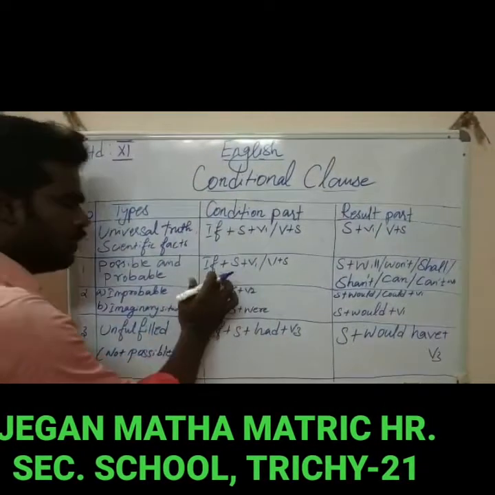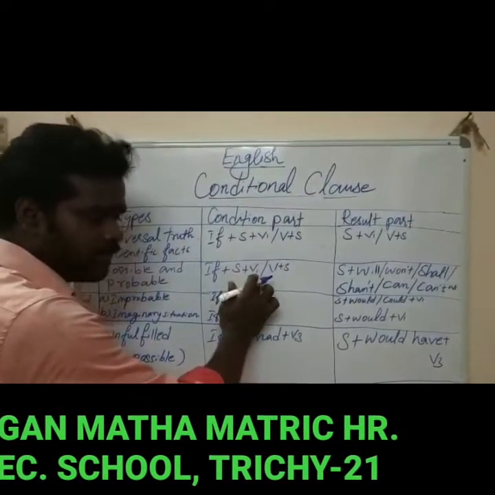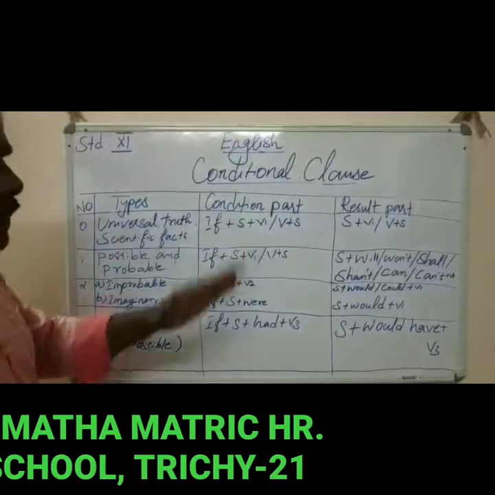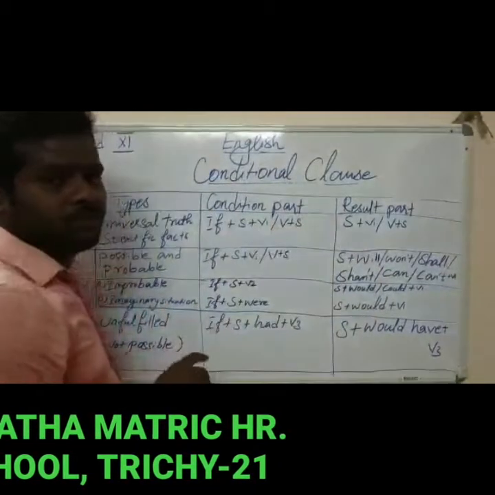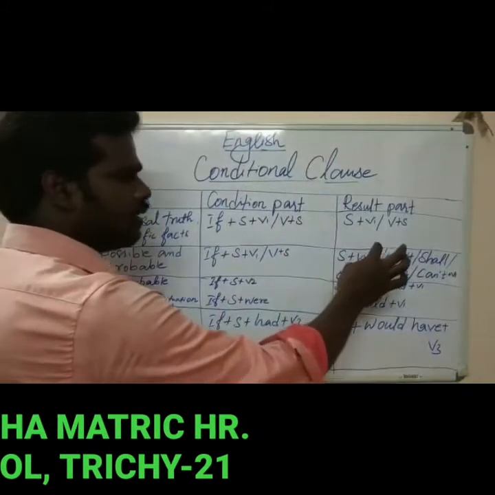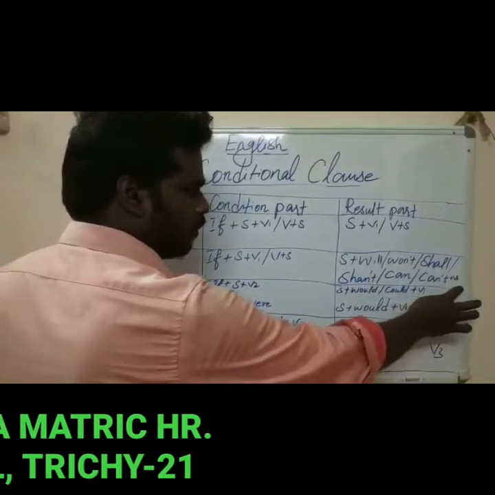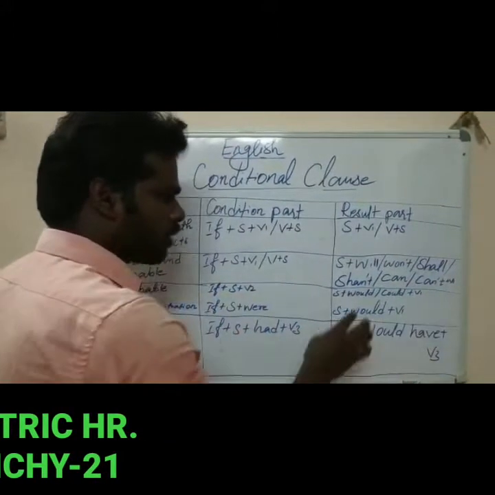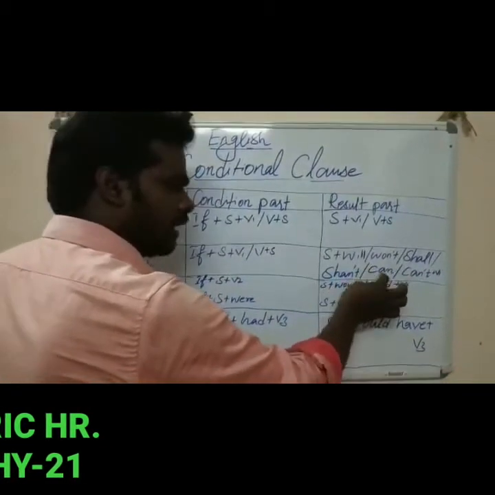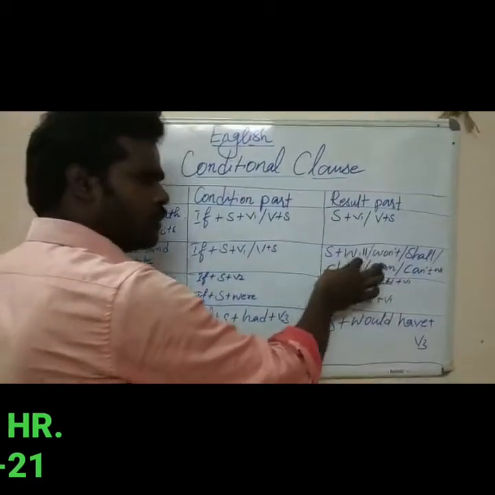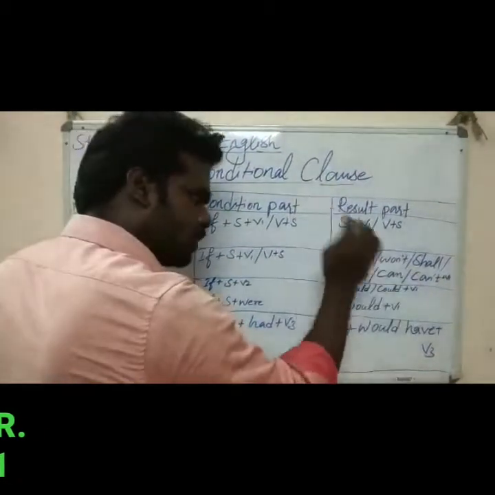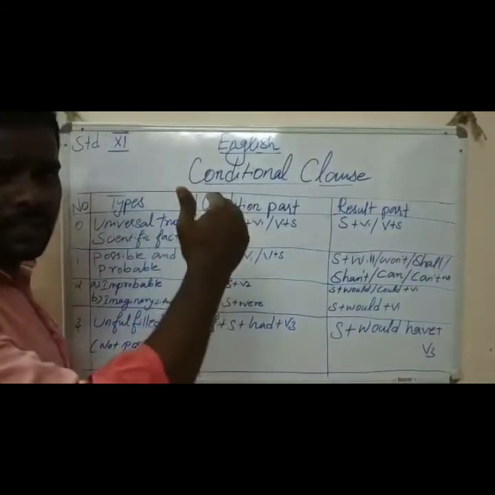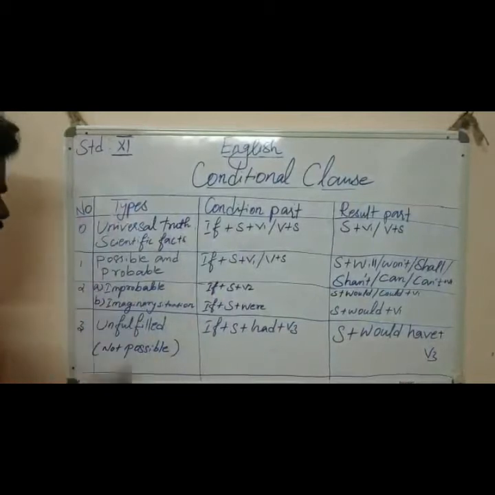Okay. Condition part: if plus subject plus V1. That is V1, the first form of verb plus S. Okay. The result part is simple future: subject plus will plus V1. Otherwise won't plus V1, shall plus V1. Shan't, negative form, won't, shan't, and can and will. If you want to use will, we should not use can. If you want to use can, we should not use will. Plus V1, the first form of verb. So it refers to simple future. Okay, that is possible.